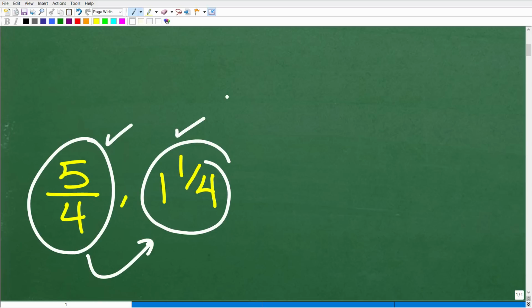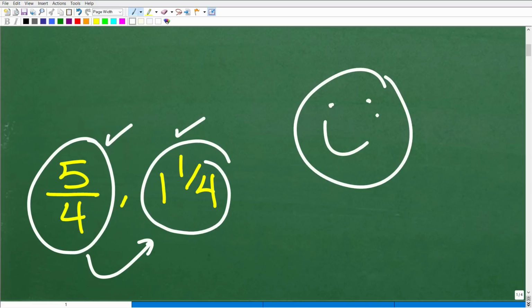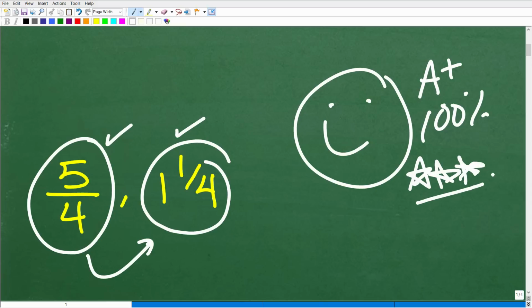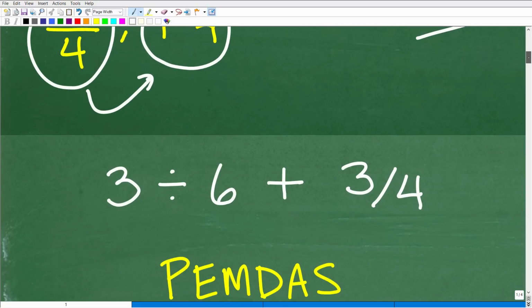Okay, so how'd you do? Well, hopefully you got this right. If that's the case, let's celebrate by giving you a nice little happy face and A plus a 100% and multiple stars so you can brag to your friends and family that indeed you are a genius in basic math and number operations. They'll be very happy to hear that information for sure. Now, if you got this wrong, please don't panic. We're going to walk through the solution step by step, but let's go ahead and get started right now.